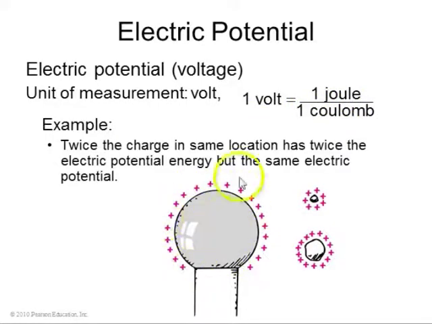So if you have some big object that's positively charged and you have two objects that are the same distance away from it, you say these two objects have the same electric potential in volts, but since this object is smaller, has a smaller charge, it has a smaller electric potential energy than this bigger object.